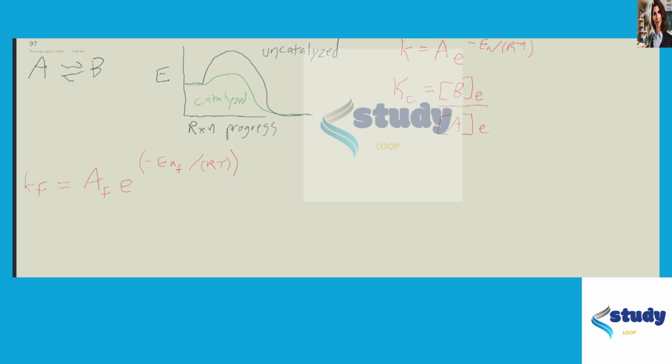When we employ the use of a catalyst, the term Ea itself decreases. So that gives us a less negative exponent, and this term as a whole increases. So what happens is the rate increases.